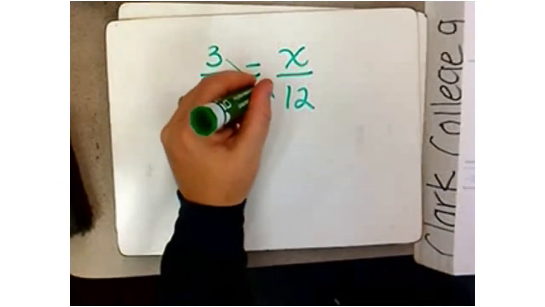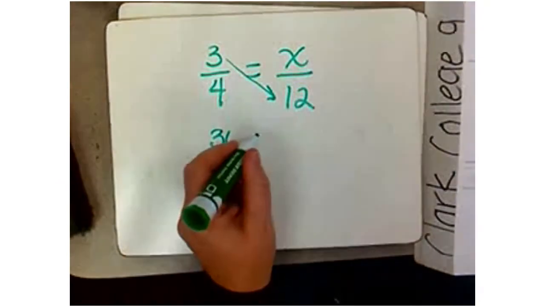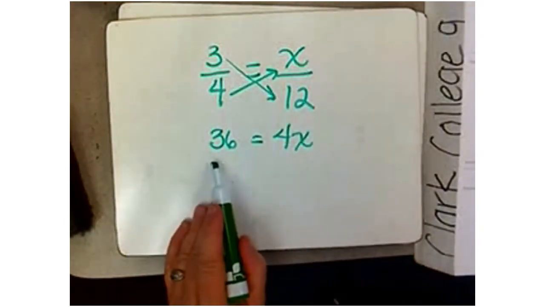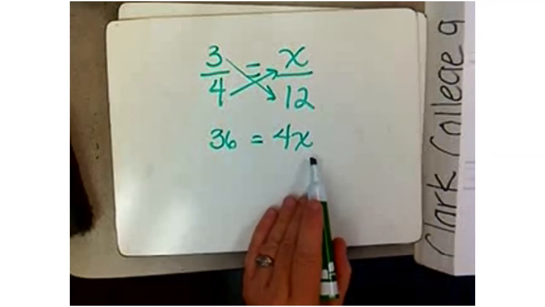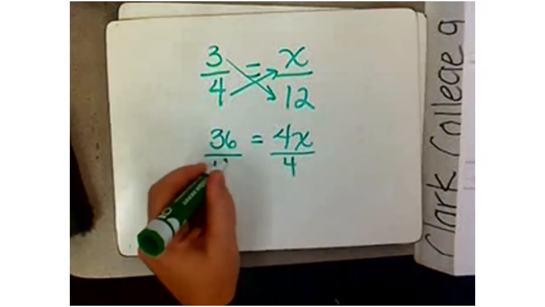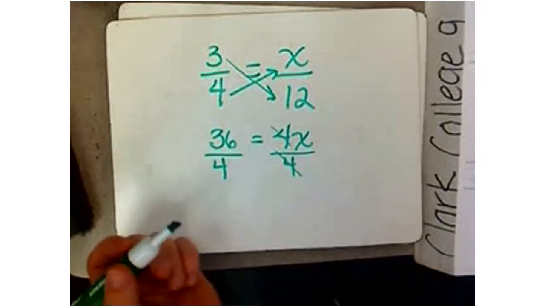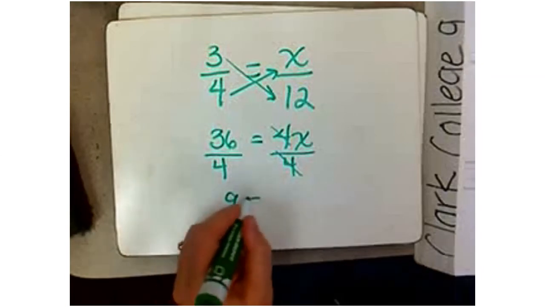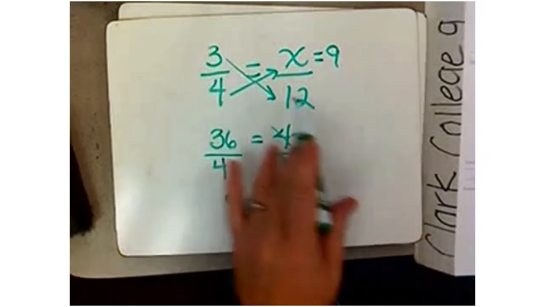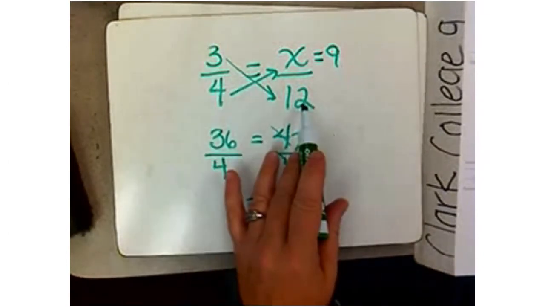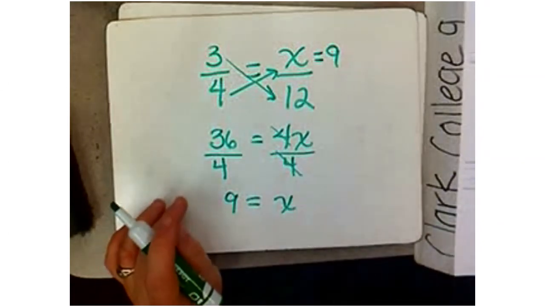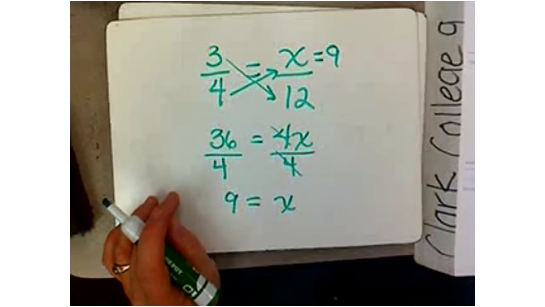You could go 3 times 12 is 36, and that equals 4 times x, or 4x. And that now looks familiar. 36 equals 4x. You know how to solve for x. You need to divide by 4 on both sides to undo that 4 times x, and 36 divided by 4 is 9, so x equals 9. If we plug that 9 back in there and do the cross multiplication, they're going to equal each other. 3 times 12 is 36, 4 times 9 is 36. 36 equals 36. So it checks out, it works.